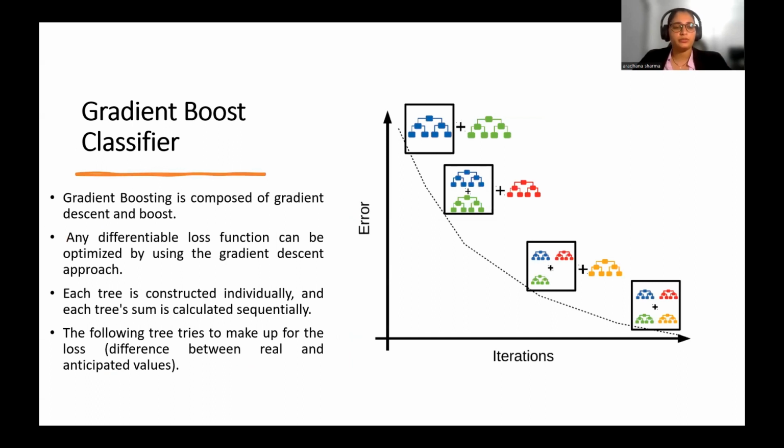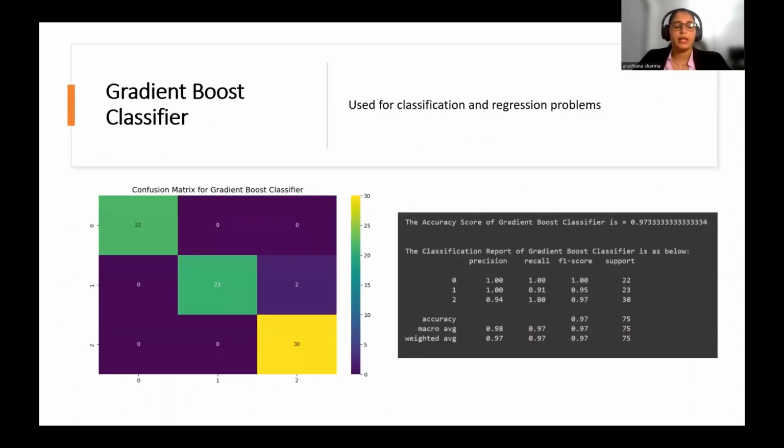Gradient boost classifier. Gradient boost is composed of gradient descent and boost. Any differentiable loss function can be optimized by using the gradient descent approach. Each tree is constructed individually, and each tree's sum is calculated sequentially. The following tree tries to make up for the loss. Loss here is the difference between the real and anticipated value. Gradient boost classifier can be used for classification and regression problems.